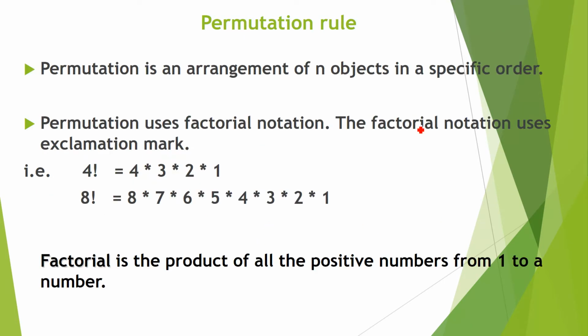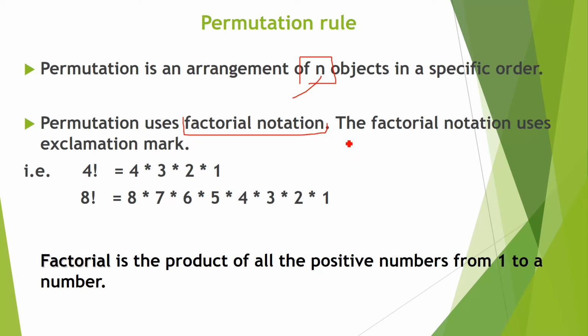Permutation is an arrangement of n objects. Here n means any number of objects, suppose you have 2 or 3 or 4 or whatever. So if you have 5 objects, how you can arrange these 5 objects in a specific order is called the permutation. Permutation uses the factorial notation.